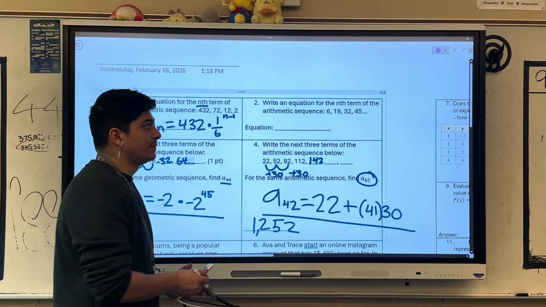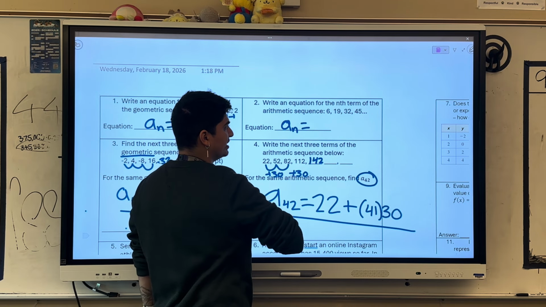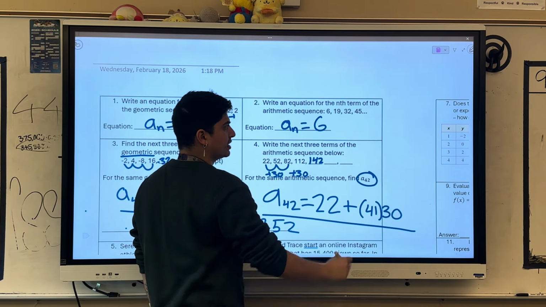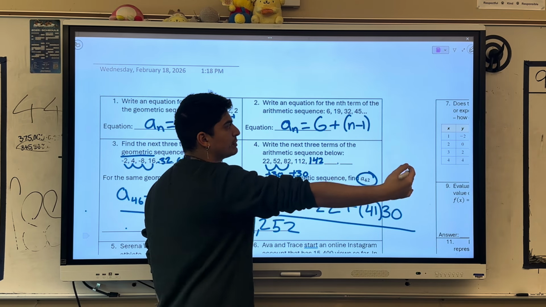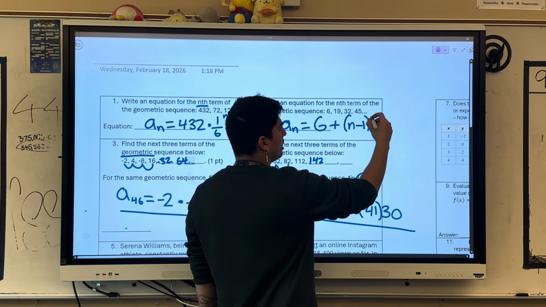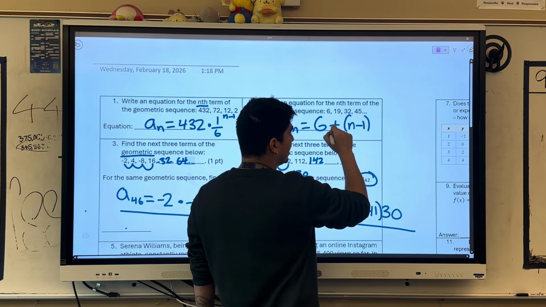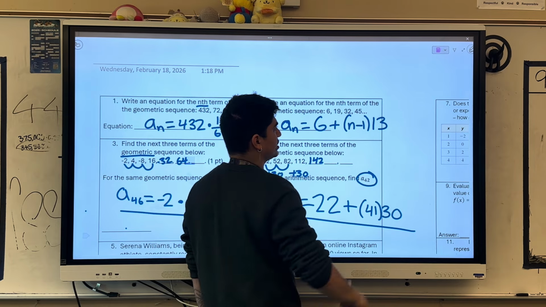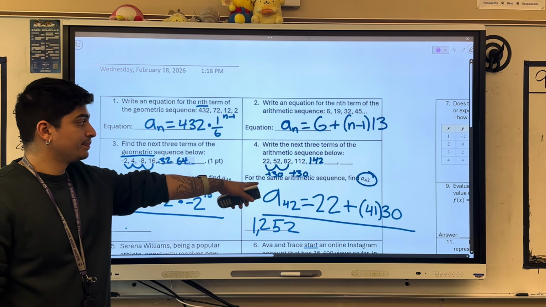So again, what would this be? Well, the equation would be a to the nth. We don't know what that is. Very first number is 6 plus n minus 1, or again, how many steps forward would you end up taking? And it's times, in this case, what's being added every single time. It is 13. It is 13 every single time. So that's the explicit formula.